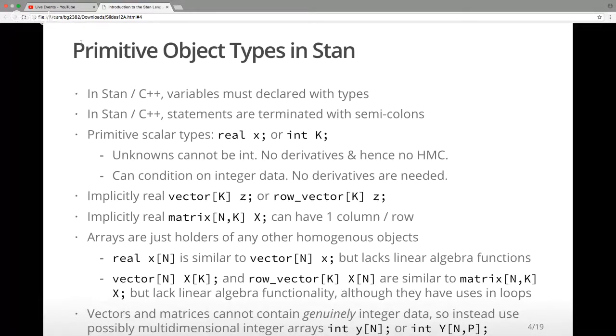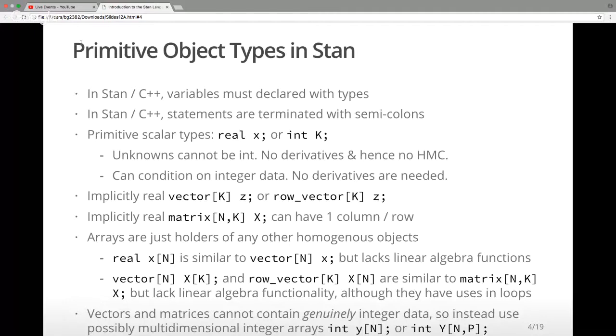We'll learn maybe a little bit toward the end of the semester how you can get around this problem by defining a slightly different but substantively equivalent posterior distribution that doesn't have integer unknowns. But for now, you can just take it as a rule. Unknowns cannot be integers, but you can condition on integer data, because no derivatives are needed for things that are constant and being conditioned on.